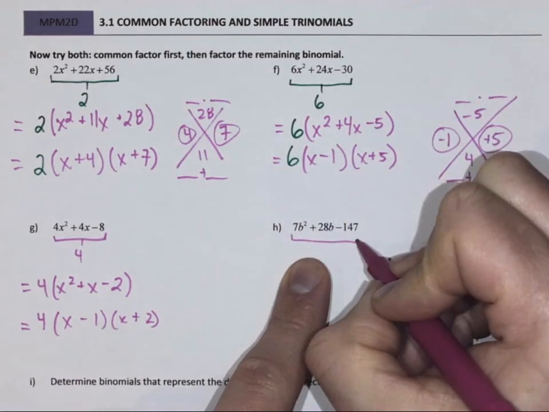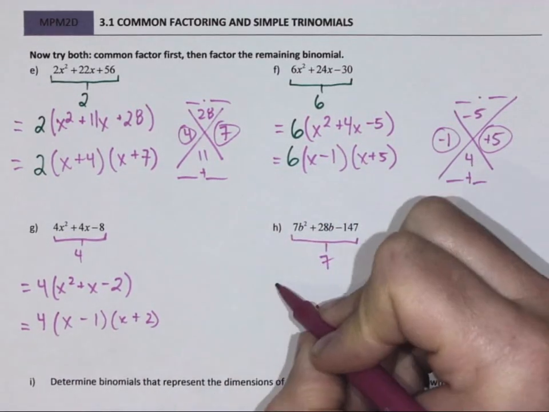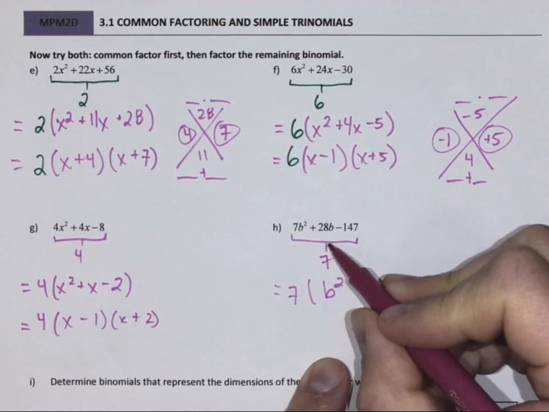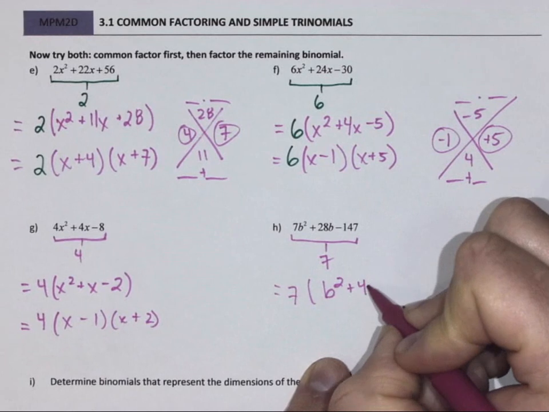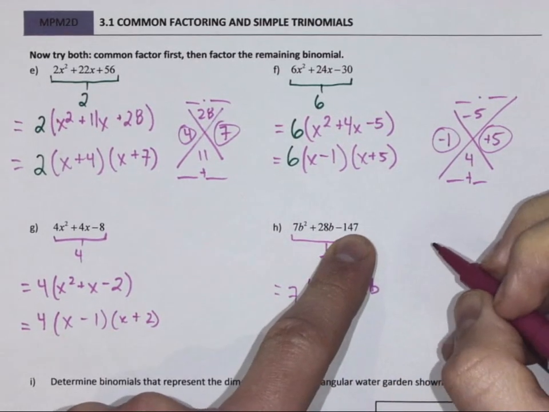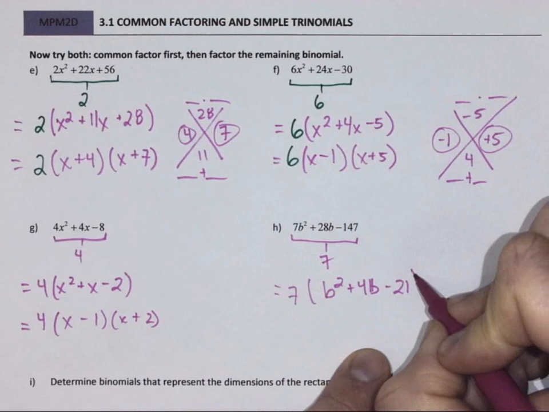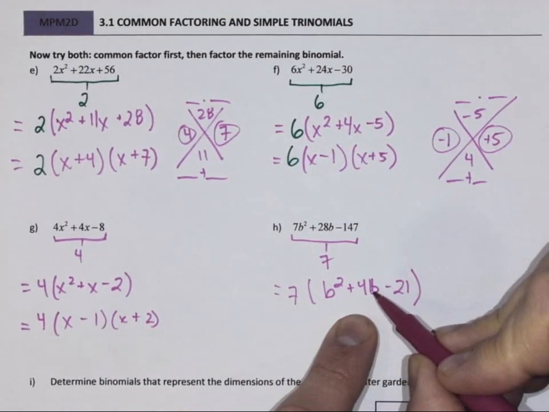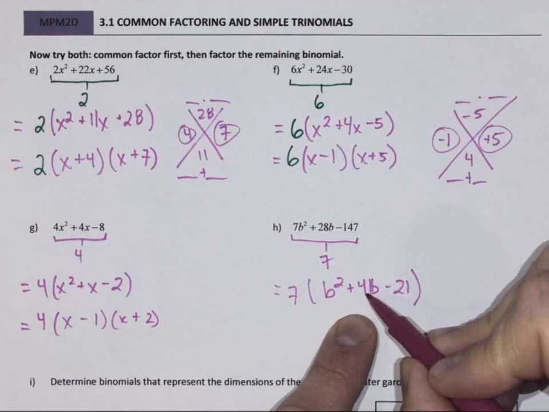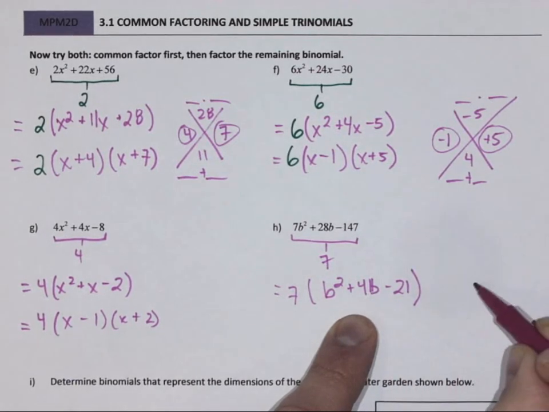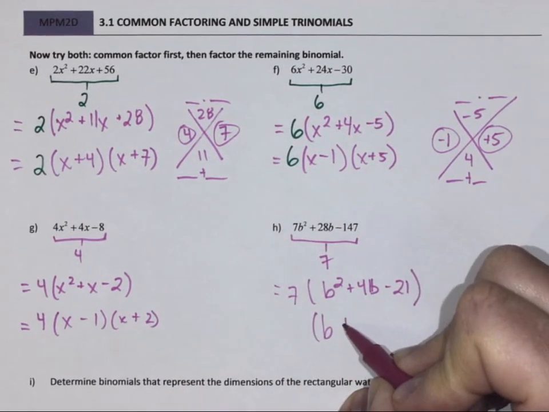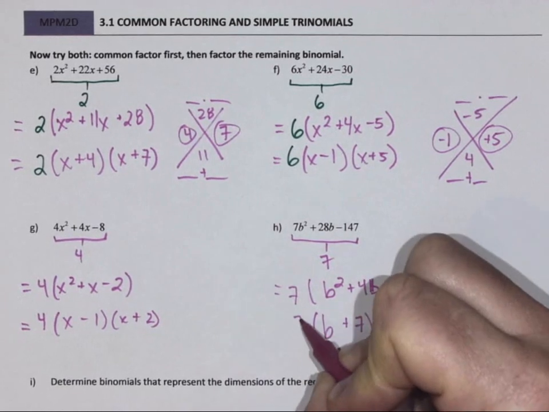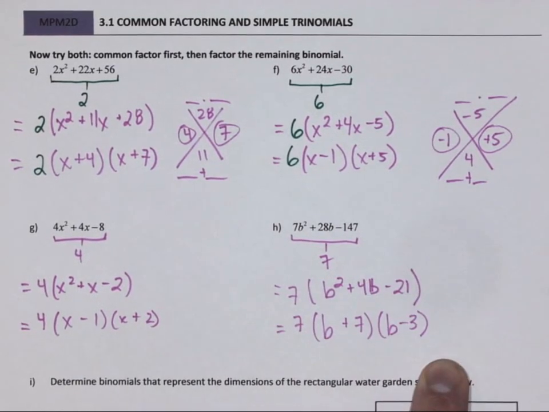Same thing. 7. Instead of x, I have b. 28b divided by 7 is 4b. Negative 147 divided by 7 is negative 21. Look for my combinations. 3 times 7 is 21. 7 take away 3 is 4. And I have it fully factored.